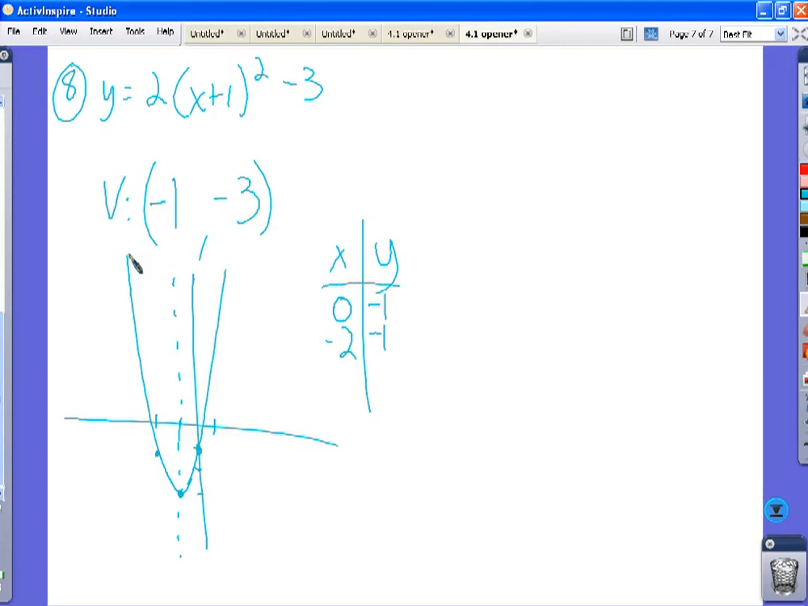Now, we're going to look at another form called intercept form. It's the last one. The last form.